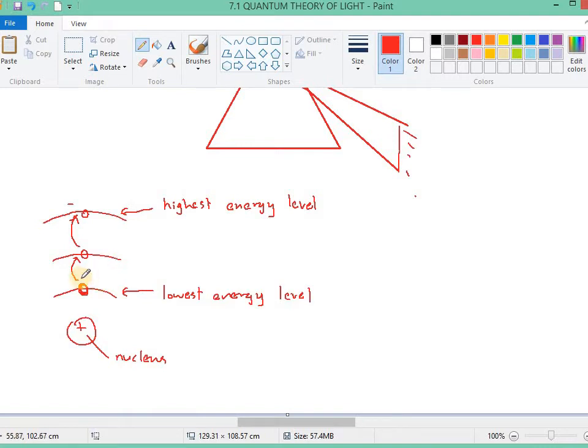So when the electron gains energy, it jumps up one level. What happens if it jumps down, if it goes from a higher energy level and drops to a lower energy level? It has a lot of energy, right? So when it drops down to a lower energy level, the energy will be released. That energy will be released as electromagnetic radiation.